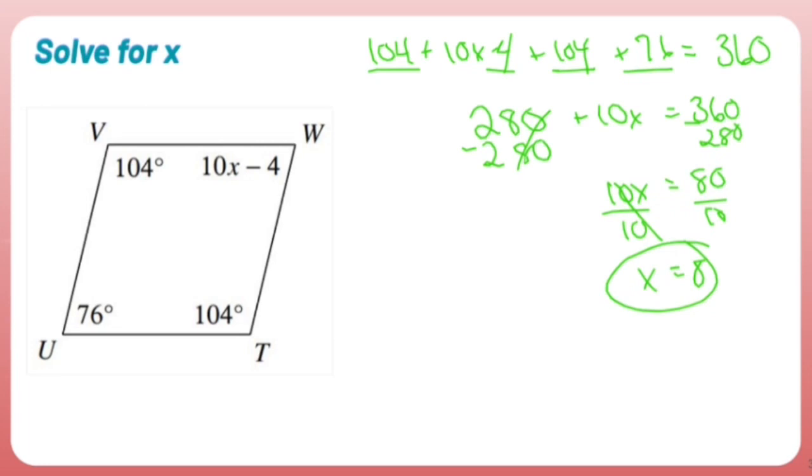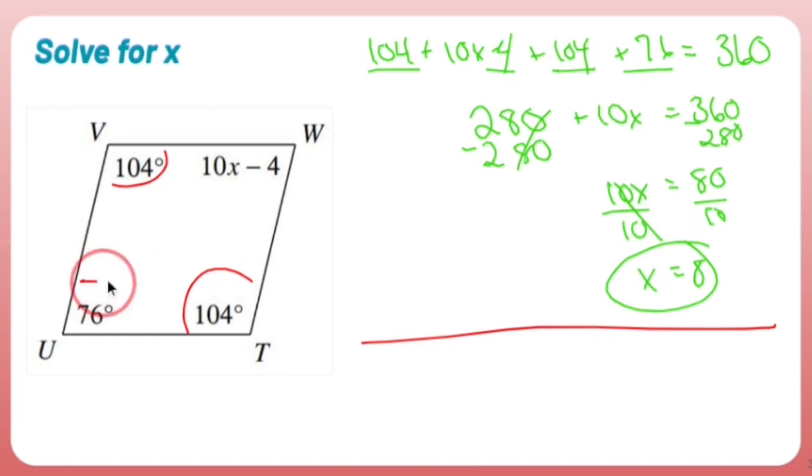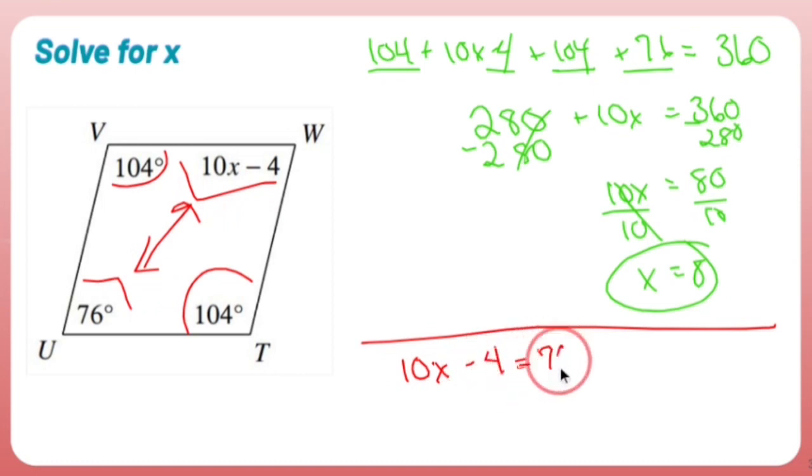Now, there's another way that you could do this problem. And let me show you that other way. Okay, if these guys are the same, that implies that these guys are also going to be the same. Since I'm not given any markings, I'm not definitively given that information. Although, yeah, it's got to be the case. If these guys are the same, then these guys have to be the same. So I have 10x minus 4 equals 76.